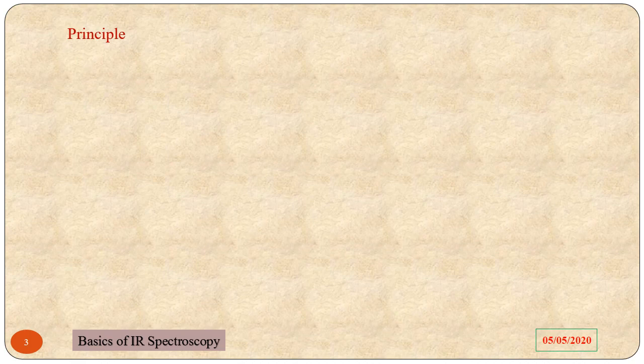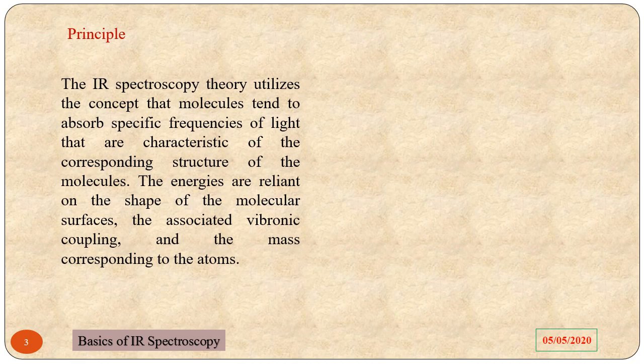Now we will see the principle of IR spectroscopy. The IR spectroscopy theory utilizes the concept that molecules tend to absorb specific frequencies of light that are characteristic of the corresponding structure of the molecules. The energies are reliant on the shape of the molecular surfaces, the associated vibronic coupling, and the mass of the corresponding atoms.